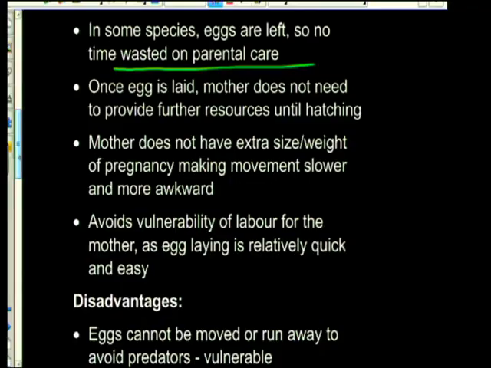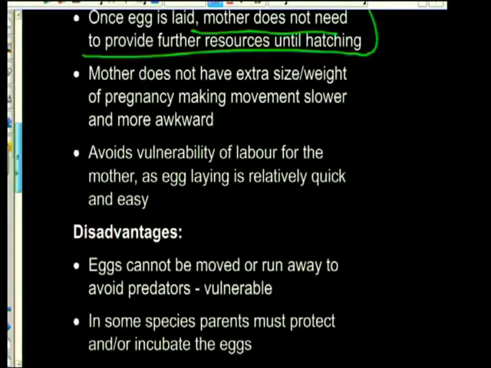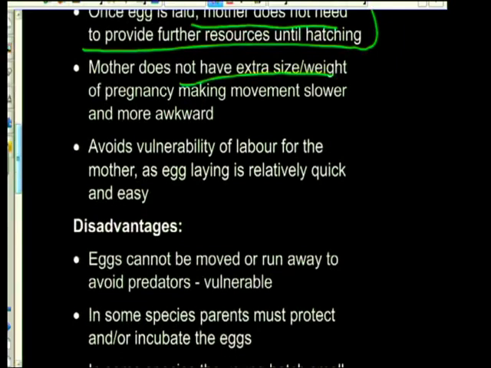So once the egg is laid, the mother does not need to provide further resources until hatching. Have we spoken about that already? Mother does not have extra size or weight of pregnancy.